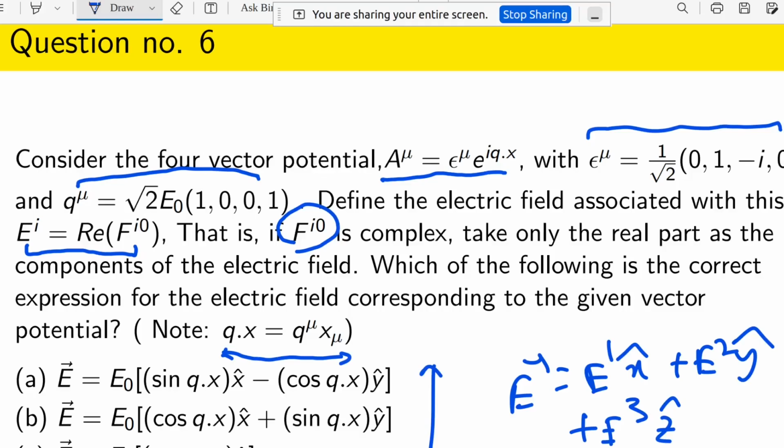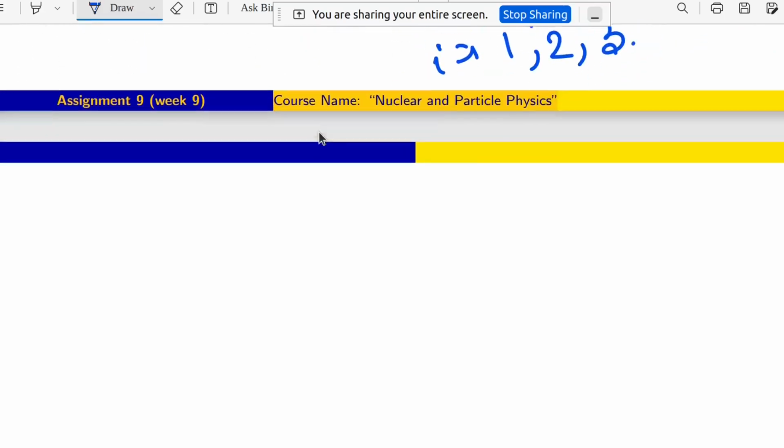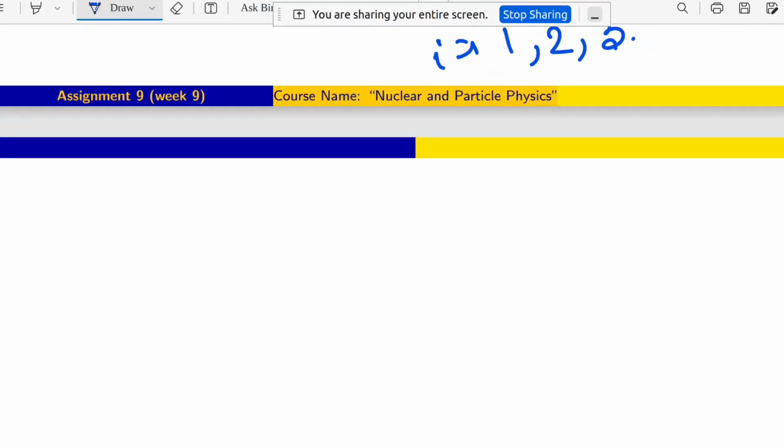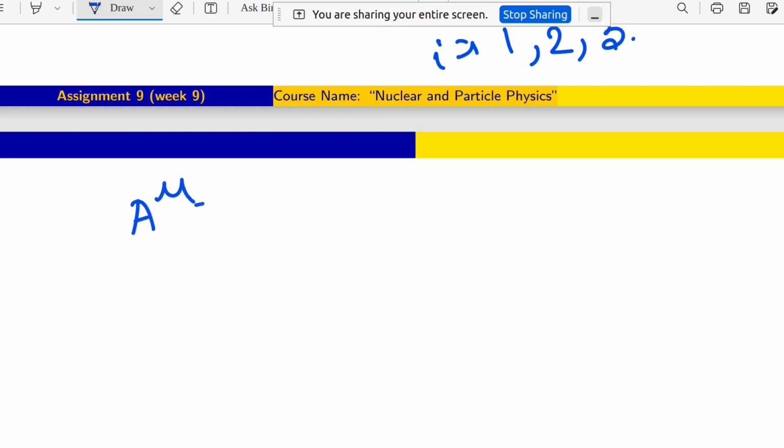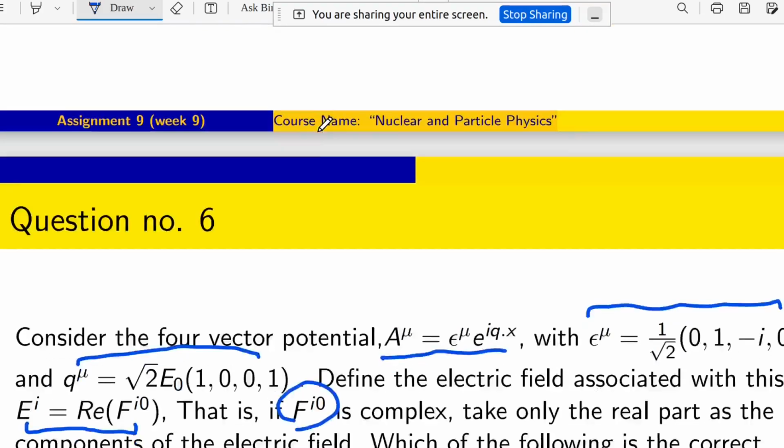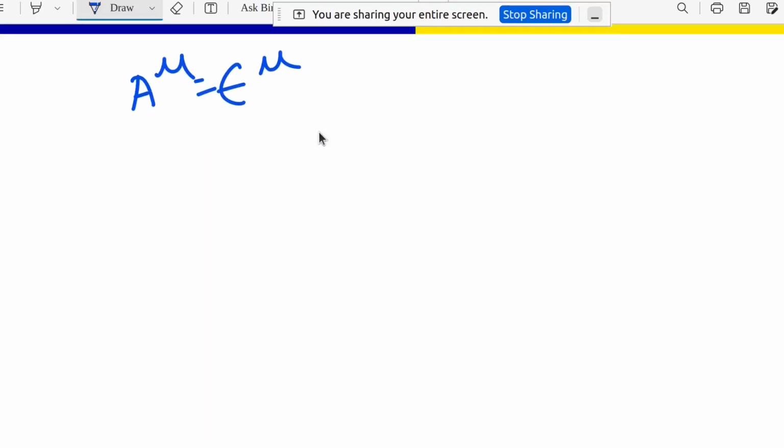First of all, I am just going to write this A mu expression. It is a little bit big in calculation, so we will take a little bit more time on that so that all of you can understand. A mu is epsilon mu e to the power i q dot x, right?